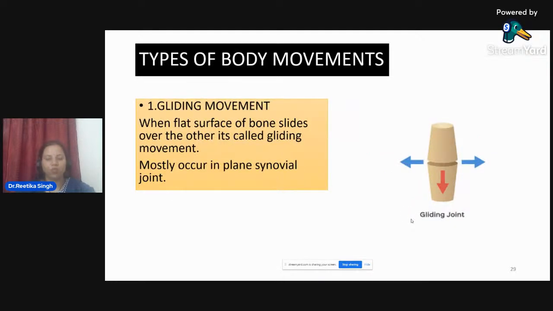Types of body movements. Gliding movement, when the flat surface of one bone slides over the other, it is known as gliding movement. Suppose when you wave your hand, then it is known as the sliding movement, because the flat surface of one bone glides over the surface of the other bone.